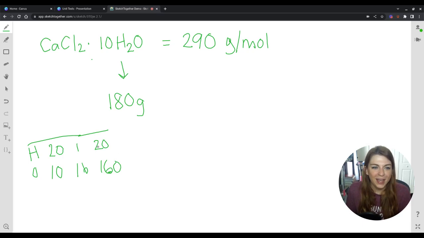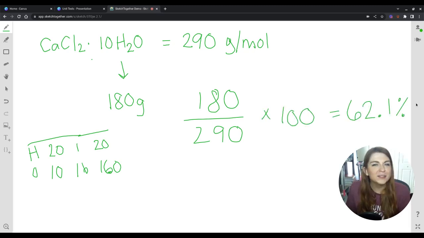That's where we get the 180. It's the 160 plus the 20. We're going to take that 180, divide it by the 290, and of course multiply that by 100. This comes out to 62.1%.